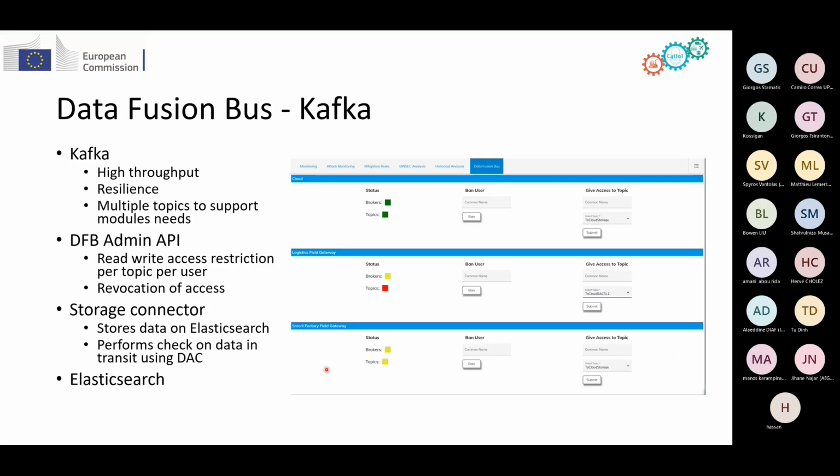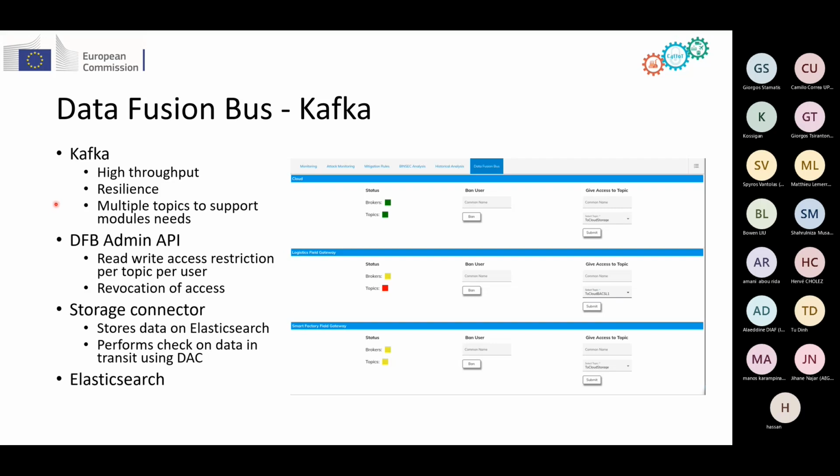This is another module which exists on both the field gateways and the cloud, the Data Fusion Bus developed by ATML. Its main component is Kafka, and its main use is to help with the transfer of data between the rest of the components. Most of the components are using it to send and exchange data between them, but not all. Of course, we also have REST APIs.